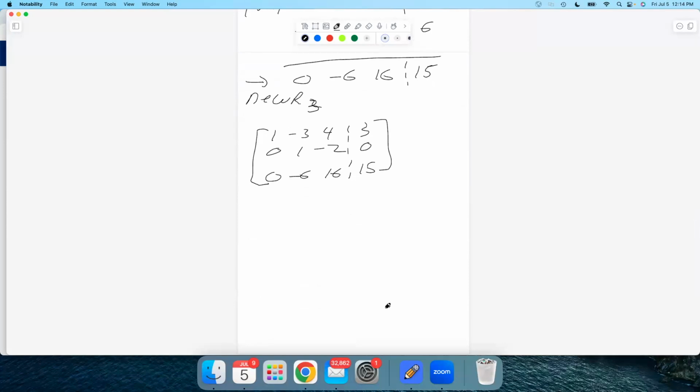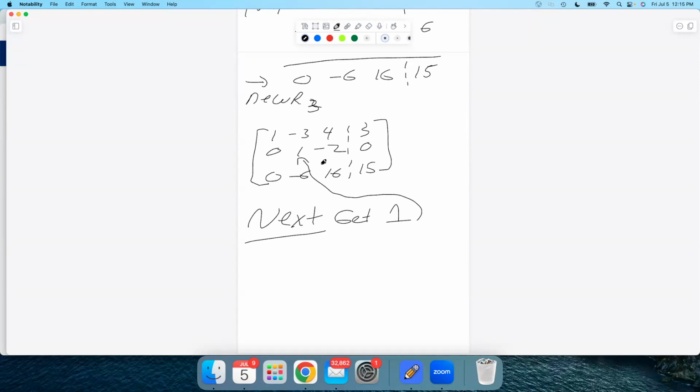Okay, next step. We want ones along the main diagonal, zeros below those. Our next step is get a 1 right here along the main diagonal. We work our way down. We get a 1, get our zeros. Get a 1, get a 0, get a 1. How do we get our 1s? By dividing through by whatever was there.